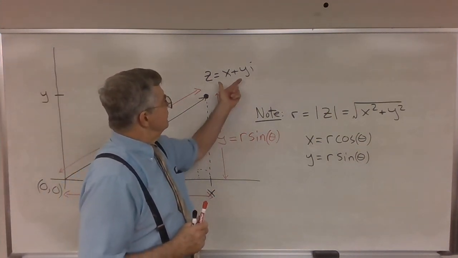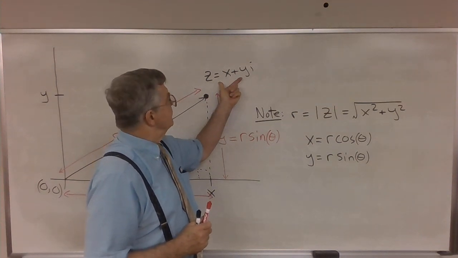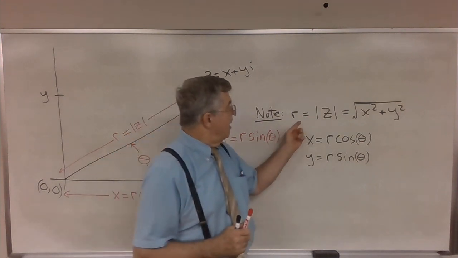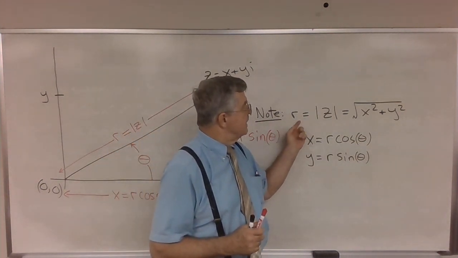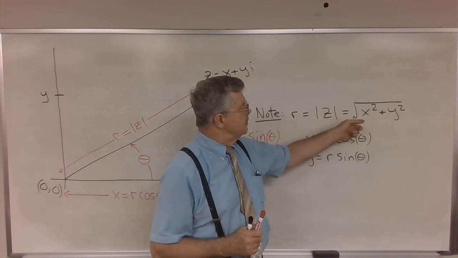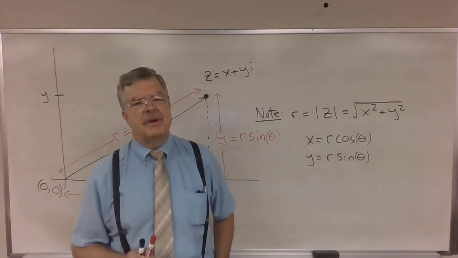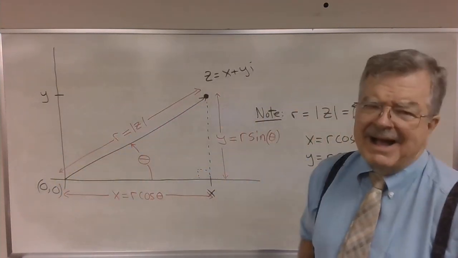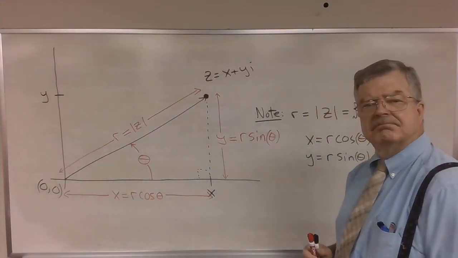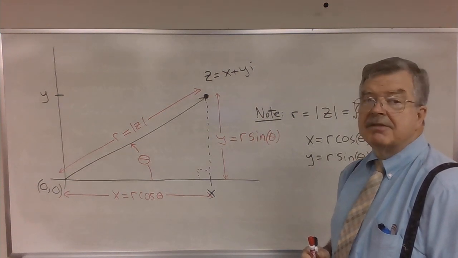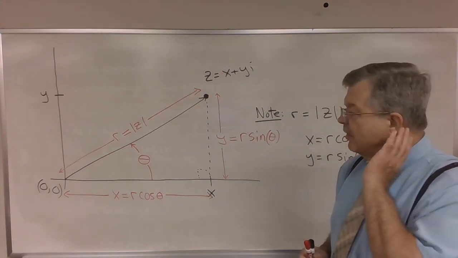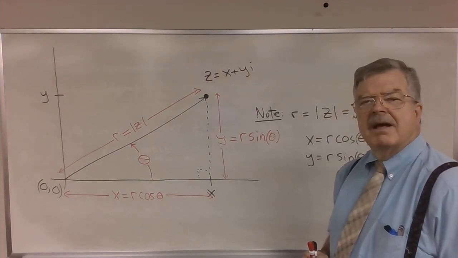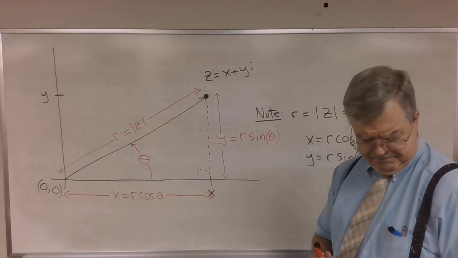And given the rectangular representation, z equals x plus yi, r is the modulus of z, the square root of x squared plus y squared. And how do we get theta? Well, to do that, I'm going to draw another picture.